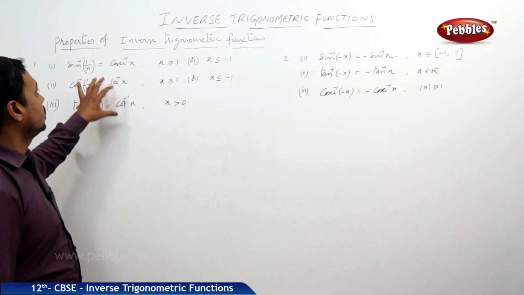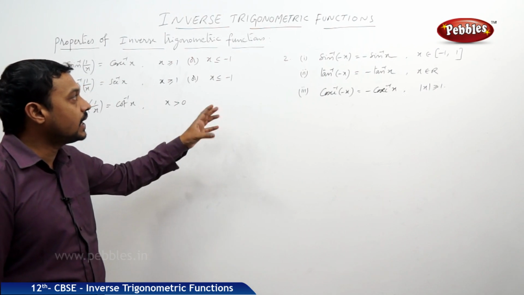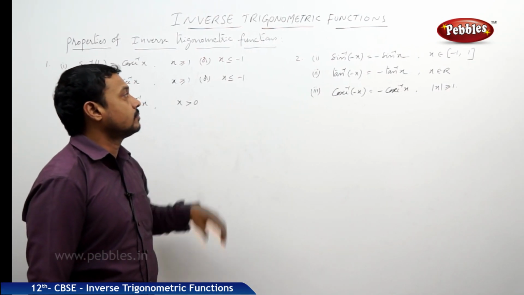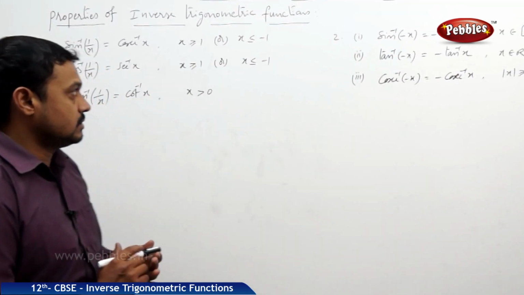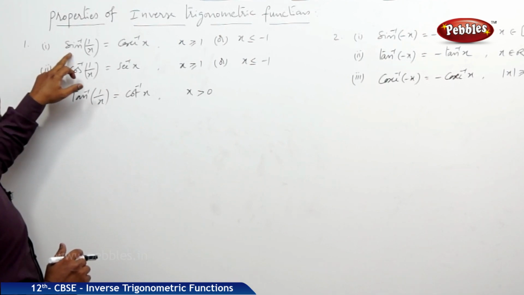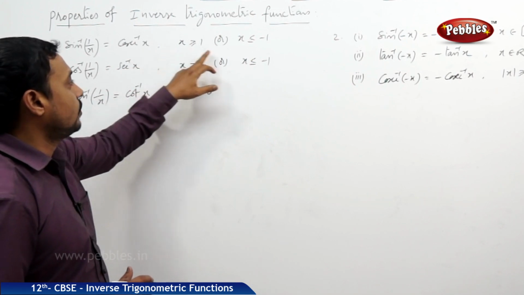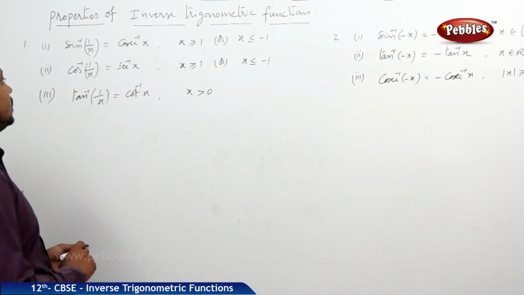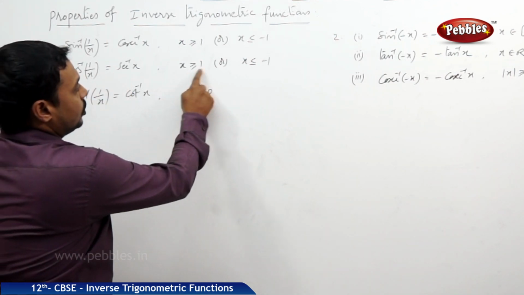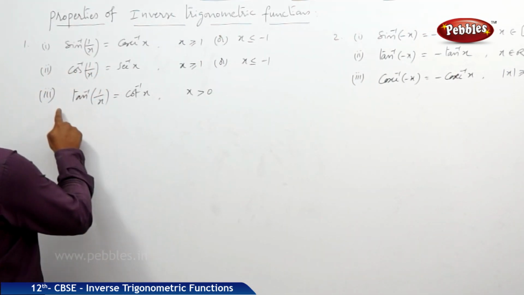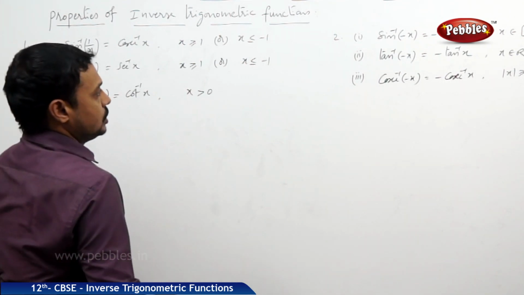Now let us look at the properties of inverse trigonometric functions. There are some different kinds of properties in this chapter. So what are they? Here I have written two properties. The first one is sin inverse 1 by x is equal to cosecant inverse x when x is greater than or equal to 1 or x is less than or equal to minus 1. Cos inverse 1 by x is equal to secant inverse x when x is greater than or equal to 1 or x is less than or equal to minus 1. Tan inverse of 1 by x is equal to cot inverse x when x is greater than 0.